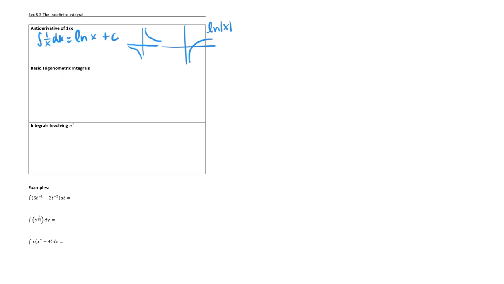And so that function looks like this. That absolute value is going to allow us to plug in values into natural log that we couldn't plug in before, because we can't plug in negative values. So you might think about that absolute value as an adjustment for the idea that natural log is only defined for positive values. So you can also write this as the integral of x to the -1 dx is equal to natural log of absolute value of x plus c.